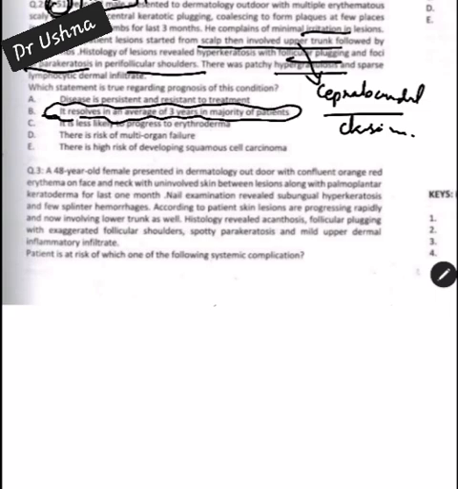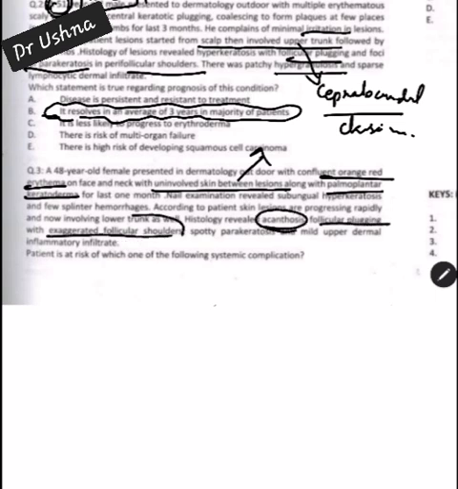A 48-year-old female presented in dermatology outpatient with a confluent orange-red erythema on the face and neck, with uninvolved areas between them. So this is an island of sparing. Palmoplantar keratoderma reveals subungual hyperkeratosis and plantar hemorrhages, and it progresses involving the lower trunk as well. Histology reveals acanthosis, follicular plugging, again exaggerated shoulder parakeratosis, then spotty parakeratosis and mild lymphocytic infiltrate as well. What is the systemic complication?